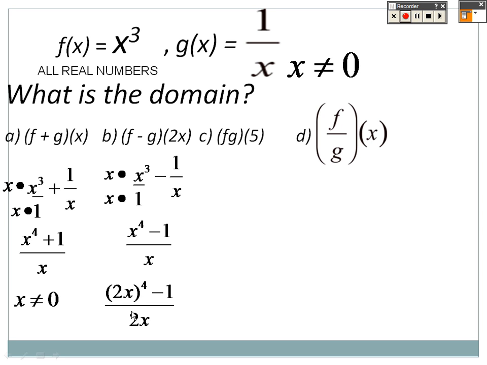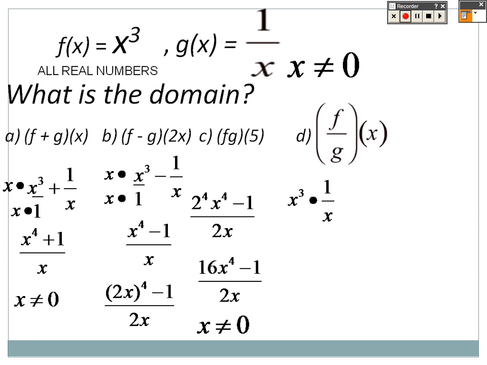That's going to be that it cannot be 0 again, but this says, hey, plug in 2x. So then everywhere where there's an x, I'm going to plug in a 2x. That's the only difference. So that's 2 to the fourth, x to the fourth. Well, 2 to the fourth is 16x to the fourth minus 1 over 2x. Same rule applies, set it so it does not equal 0. When you divide it by 2, you still get that it can't equal 0 as well.